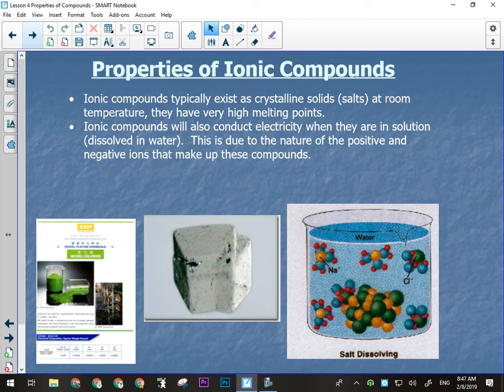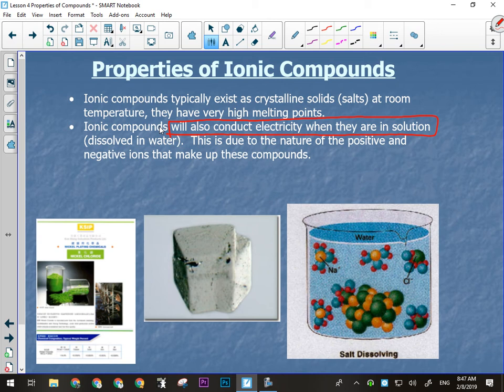Okay. So ionic compounds is our second thing here. Ionic compounds will also conduct electricity when they are in solution. In fact, that is a defining characteristic of an ionic compound. That is something that all ionic compounds will do that molecular compounds will not. All right.